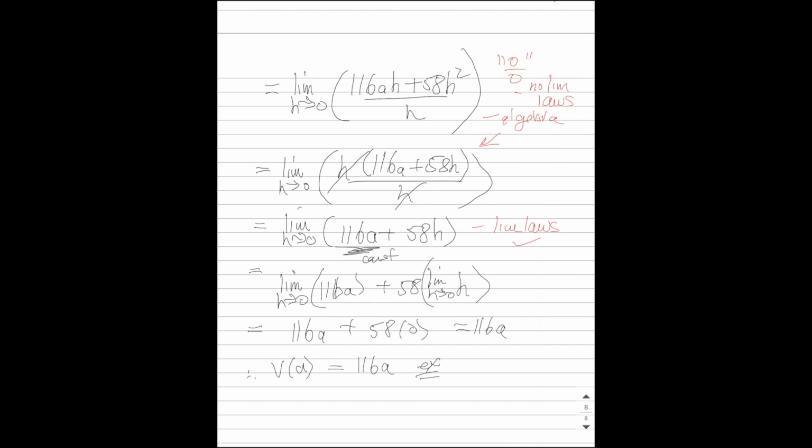This gives you a formula, a function for the velocity. If you want to know the velocity at time 1, all you do is plug in 1 into this formula. You'll get 116. If you want to know the velocity at time 2, you just plug in 2 into the formula. You'll get 232. And that's essentially how you end up using limit laws and the derivative formula to help you calculate things.